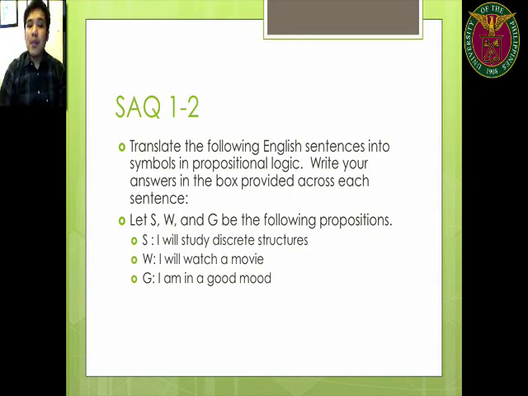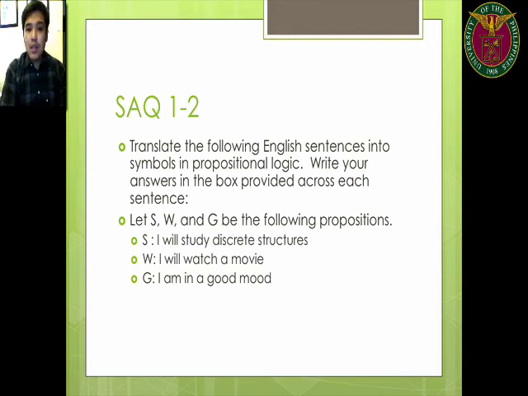That is why I will be helping you answer the SAQs for now, but in future modules, I will have you answer them yourselves. Okay, so here's the direction. Translate the following English sentences into symbols in propositional logic. Write your answers in the box provided across each sentence.